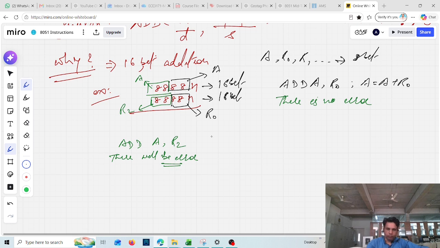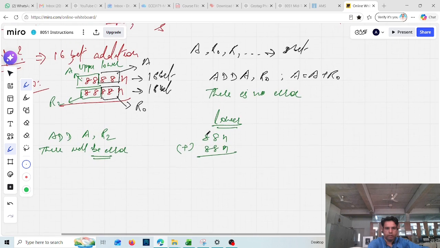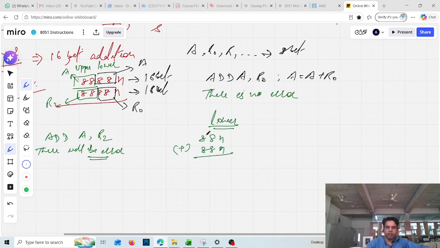See, when you are adding, let us try to add this. This is the lower 8-bit and this is the upper 8-bit. So let us add the lower 8-bit, that is 88H with 88H. When you perform this addition, let us convert them into binary form. So this one is 10001000.